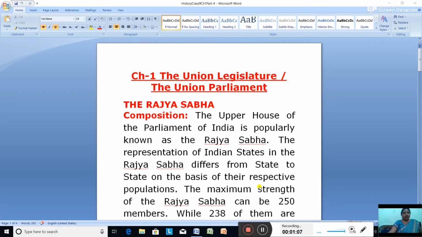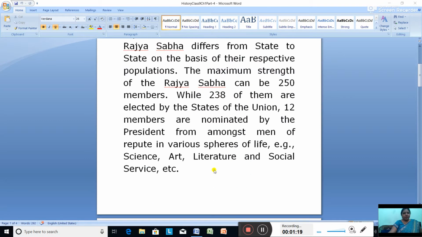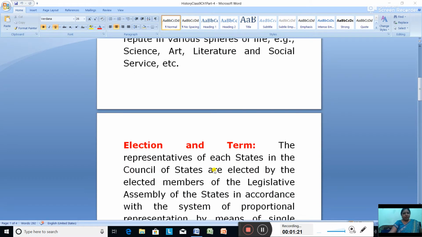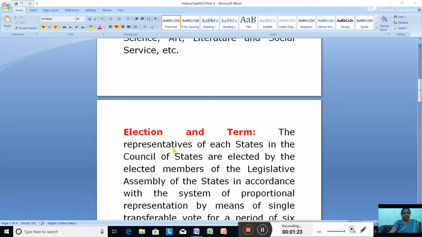Then you will mention that the representation of Indian states in the Rajya Sabha differs from state to state on the basis of their respective population. And after that, you will mention that the representatives of each state in the council are elected by the elected members of the legislative assembly of the states.